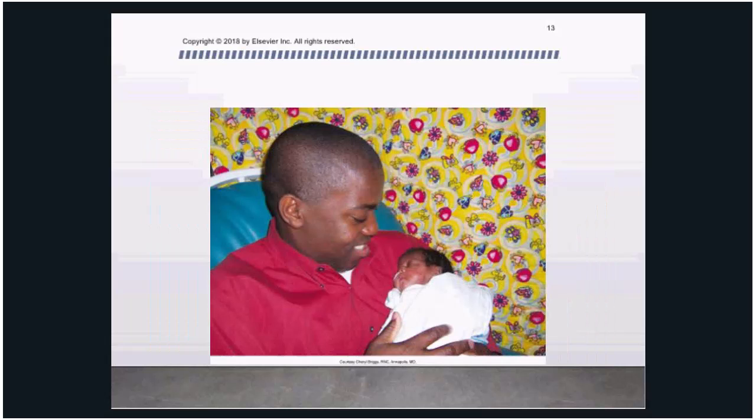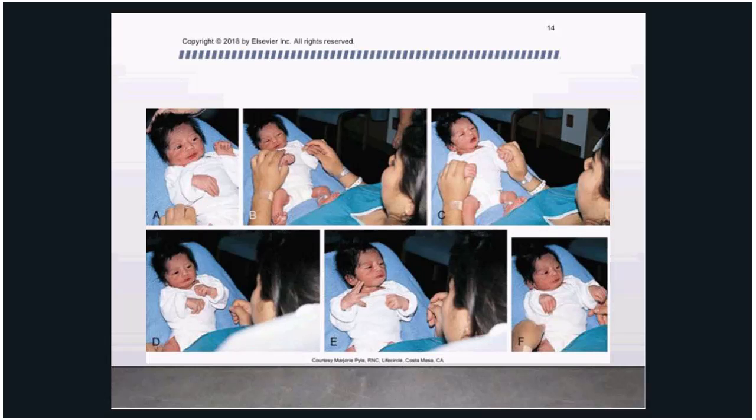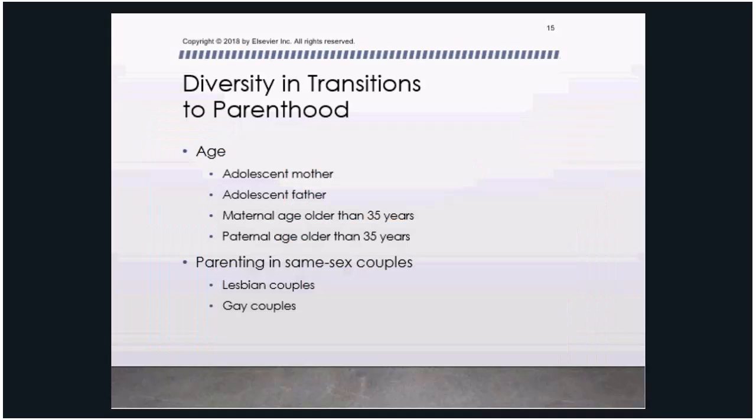Here's dad holding baby. Baby looks like he has an NG tube. It's a young baby. Here's mom interacting with baby.